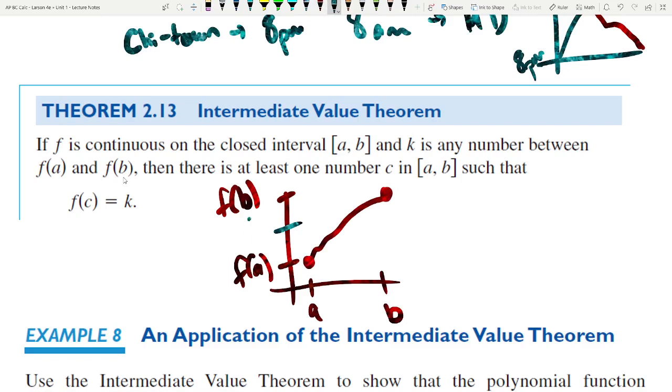And you have a k. K is in between f of a and f of b. So k is a y value. Then there exists at least, this is an existence theorem, there exists at least one number c, in between a and b, on that interval between a and b, such that f of c equals k. This is an existence theorem saying there exists an x value that fulfills the y value that we have.